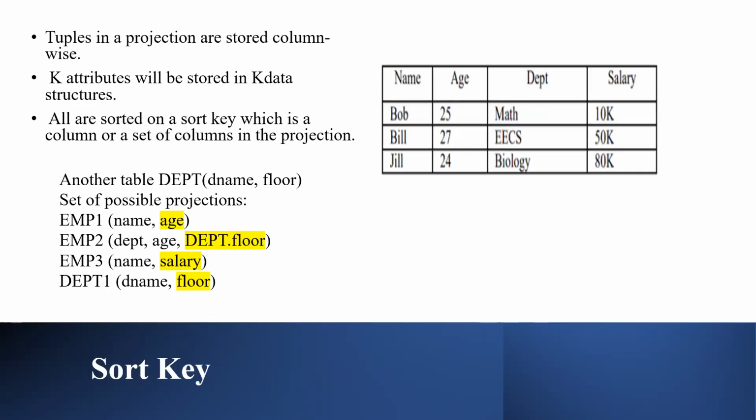Tuples in the projections are stored column-wise. The K attributes will be stored in K data structures, and all these data are sorted on a sort key, which is a column or a set of columns in the projection.